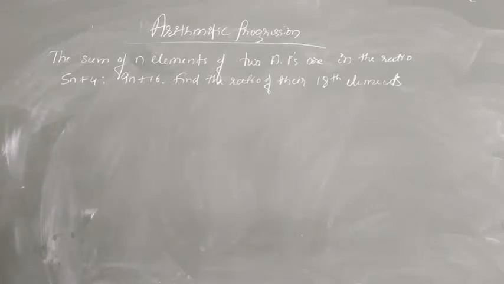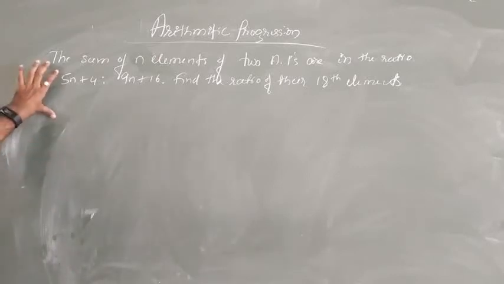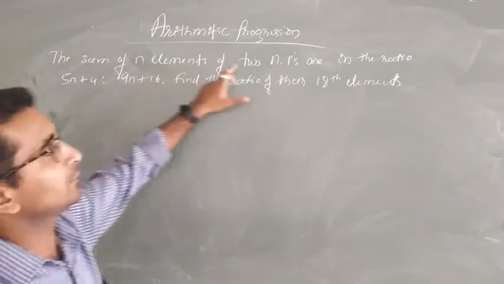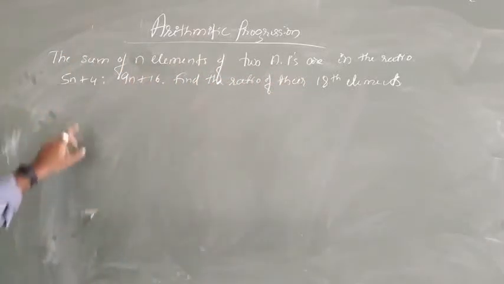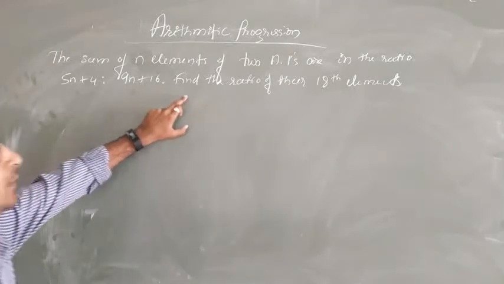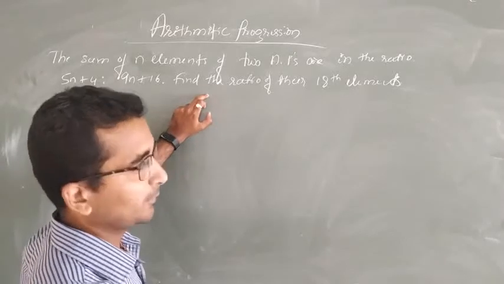Dear students, now I am going to be continuing some examples on the sum of the first n elements of an AP, which has the formula Sn is equal to n by 2 into (2a plus (n minus 1) into d). So the example is given as: the sums of n elements of two arithmetic progressions are in the ratio of 5n plus 4 is to 9n plus 16. Find the ratio of their 18th elements.